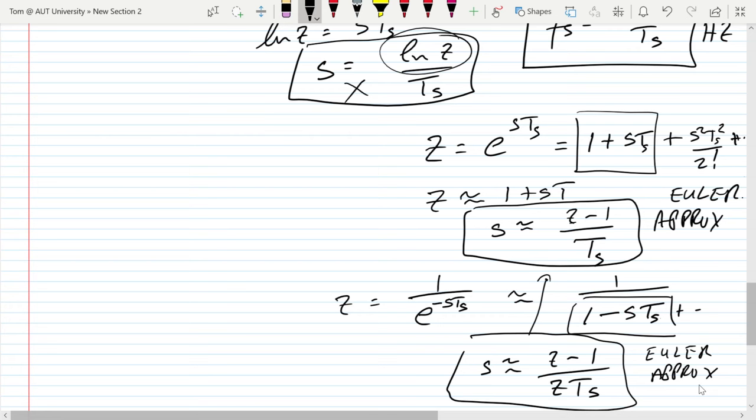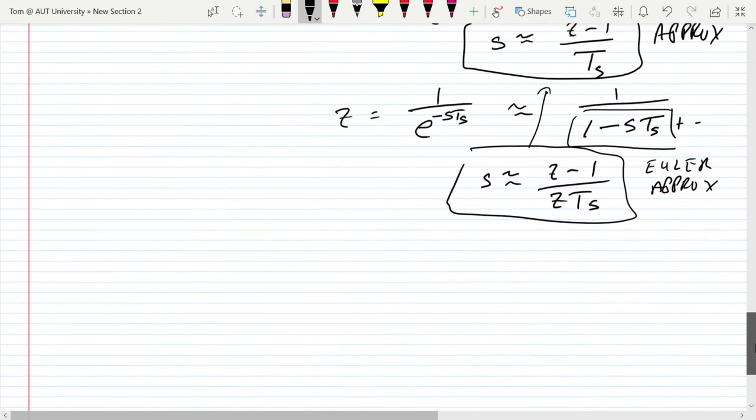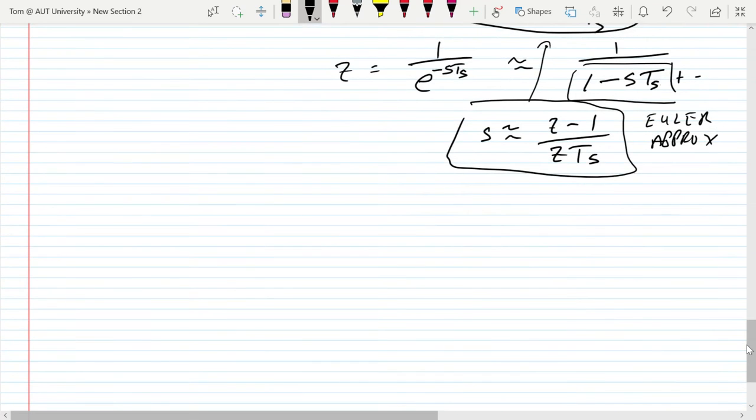We can look in more detail at some later point, or you can look in more detail in a textbook as to why you use one versus the other. But we're not going to use any of these. We're going to use a better method, and I'll explain why it's better in a minute. But let's go back to Z equal to e to the STS, and we'll write that as e to the S TS over 2.